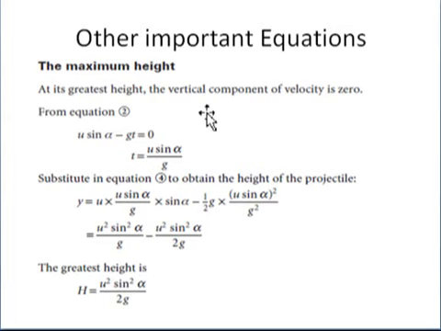Other important equations that you can memorize if you wish to, or that you can derive, because some exam bodies or exam questions might ask you to show that the greatest height is this. They derived it from equation 2. They say the vertical component of velocity is 0, so they used that to get the time. When they got the time, they substituted into the equation y is equal to ut minus half gt squared, and then simplified that and got the maximum height.